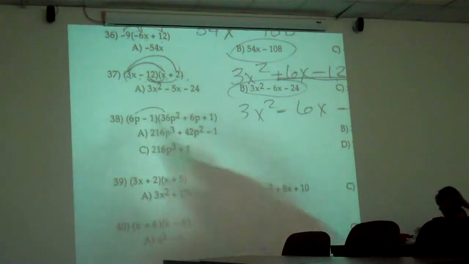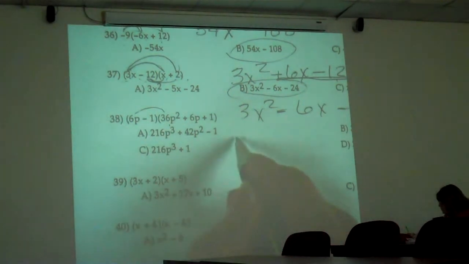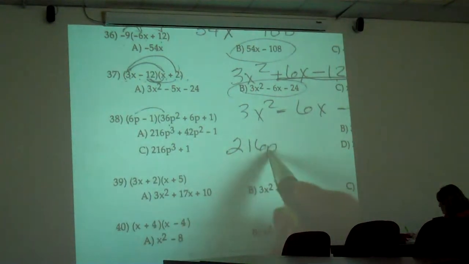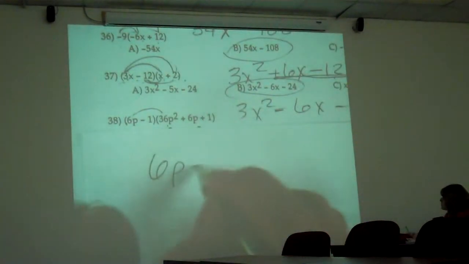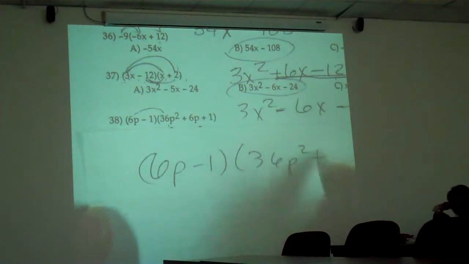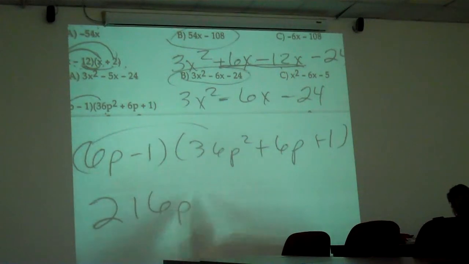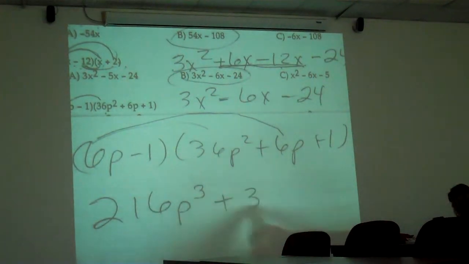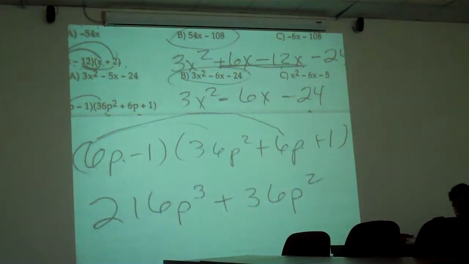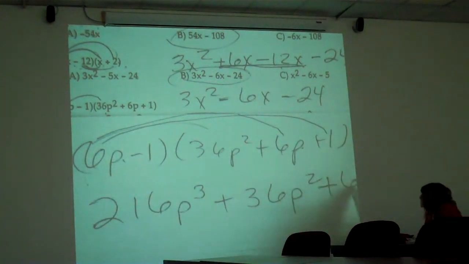Okay. First one times all 3 of them, 6p times 36p squared. 6 times 36, 216, and then p times p squared is p to the 3rd power, right? I'm going to get another paper to write this up because it's going to be longer than the rest of them. So we have 6p minus 1 times 36p squared plus 6p plus 1. Okay, 6p, that was 216p cubed. Now we're going to do 6p times 6p plus 36p squared, right? 6 times 6, p times p. Now we're going to do 6p times 1, plus 6p.